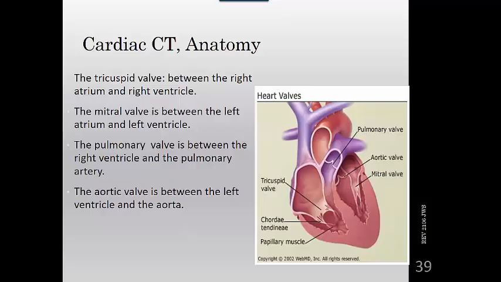The 2 atrioventricular valves are the tricuspid and mitral valves. The appropriately named tricuspid valve has 3 of those thin folds and is in the right side of the heart between the right atrium and the right ventricle. The mitral valve has only 2 flaps and is in the left side of the heart between the left atrium and the left ventricle.